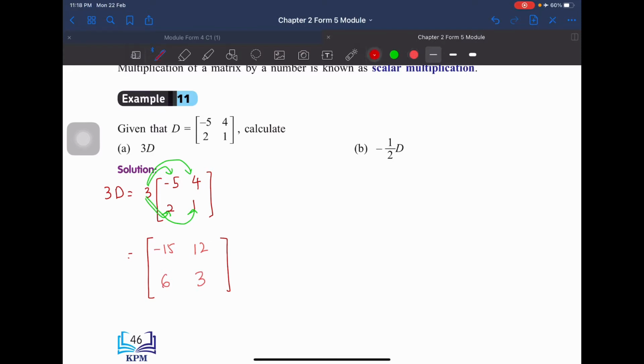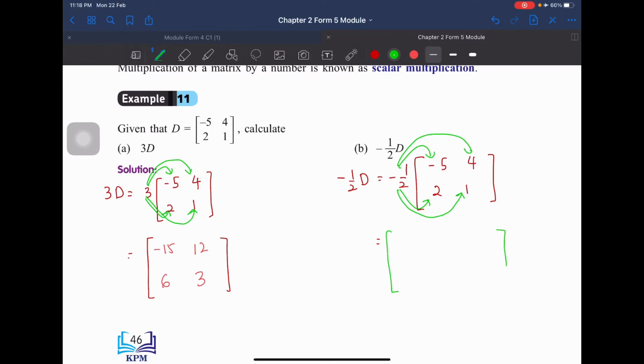The same for the next one. You have negative 1 over 2 D. It looks like this: negative 1 over 2, and then D is negative 5, 4, 2, and 1. So just simply add in the scalar. So you will get negative half times negative 5 is 5 over 2. Negative half times 4, negative times positive, negative 2. Then negative half times 2, negative times positive, negative 1. Negative half times 1, negative 1 over 2. As simple as that.